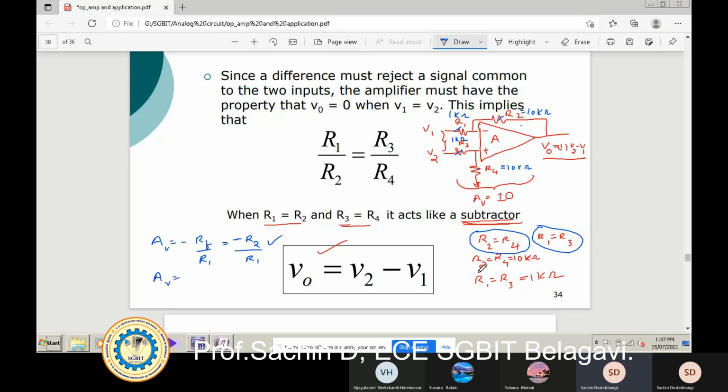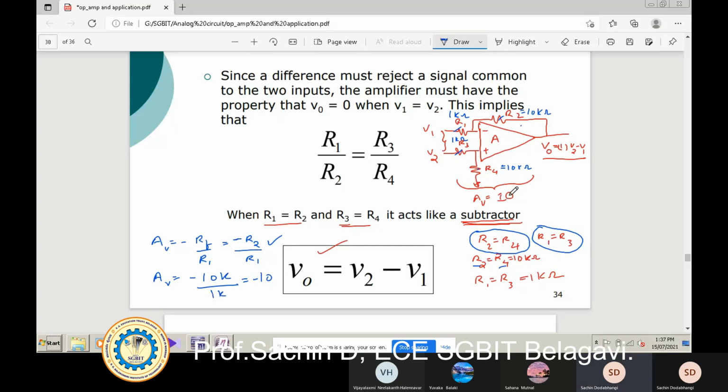I have taken R2 equal to R4 equal to 10 kilo ohm. And what is the value of R1? R1 I have taken 1 kilo ohm. So if I cancel it, I will get 10. So the gain of this amplifier is 10 now.